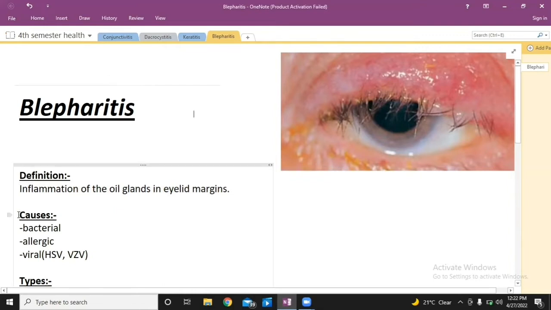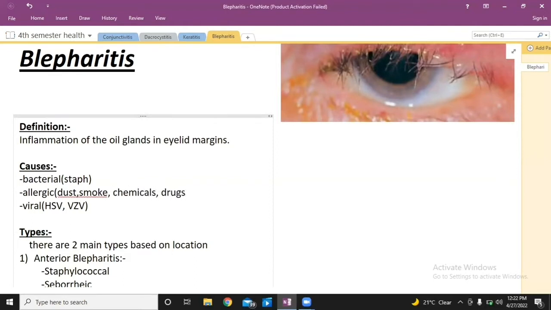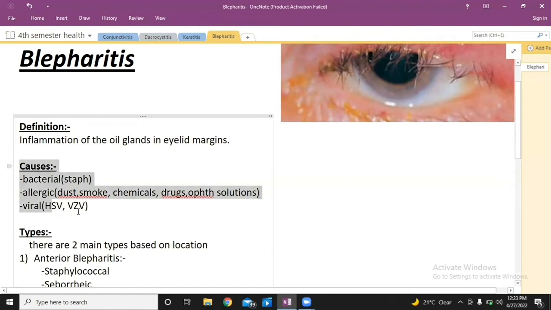Now, talking about the causes, what causes blepharitis? There are a number of causes, going through the causes quickly. The cause may be bacterial, may be allergic, may be viral. So let me talk about the causes. Bacteria like staph bacteria, Staphylococcus aureus are very much important in causing blepharitis. Allergens like dust particles, smoke particles, certain chemicals, certain drugs. Allergic reaction to some drugs, ophthalmic solutions, contact lenses, all the things that can cause allergy may be causing blepharitis. And amongst the viruses, there are viruses like herpes simplex virus and varicella zoster virus that may be causing blepharitis. Okay, so these are the causes.